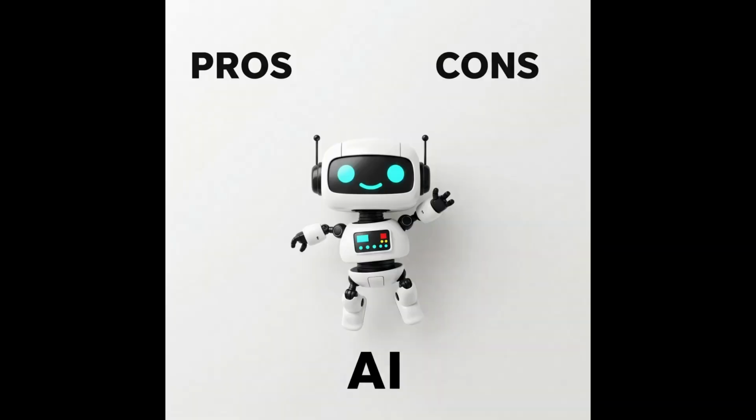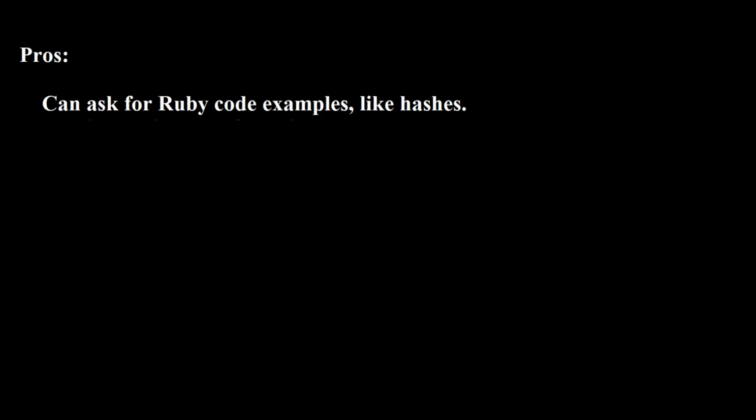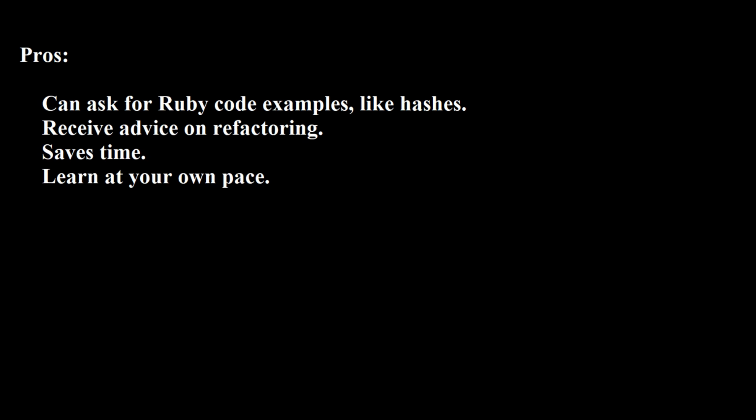To wrap up this episode, let's talk a couple pros and cons of using AI to learn. Some pros: AI models like ChatGPT have understanding of Ruby code, so you can ask for examples of things you learned in this video, like hashes. Additionally, you can provide AI with code examples and have it offer suggestions on different ways to accomplish a particular task. This can lead to more efficient code, which may save time in the long run. AI allows you to learn at your own pace as well.